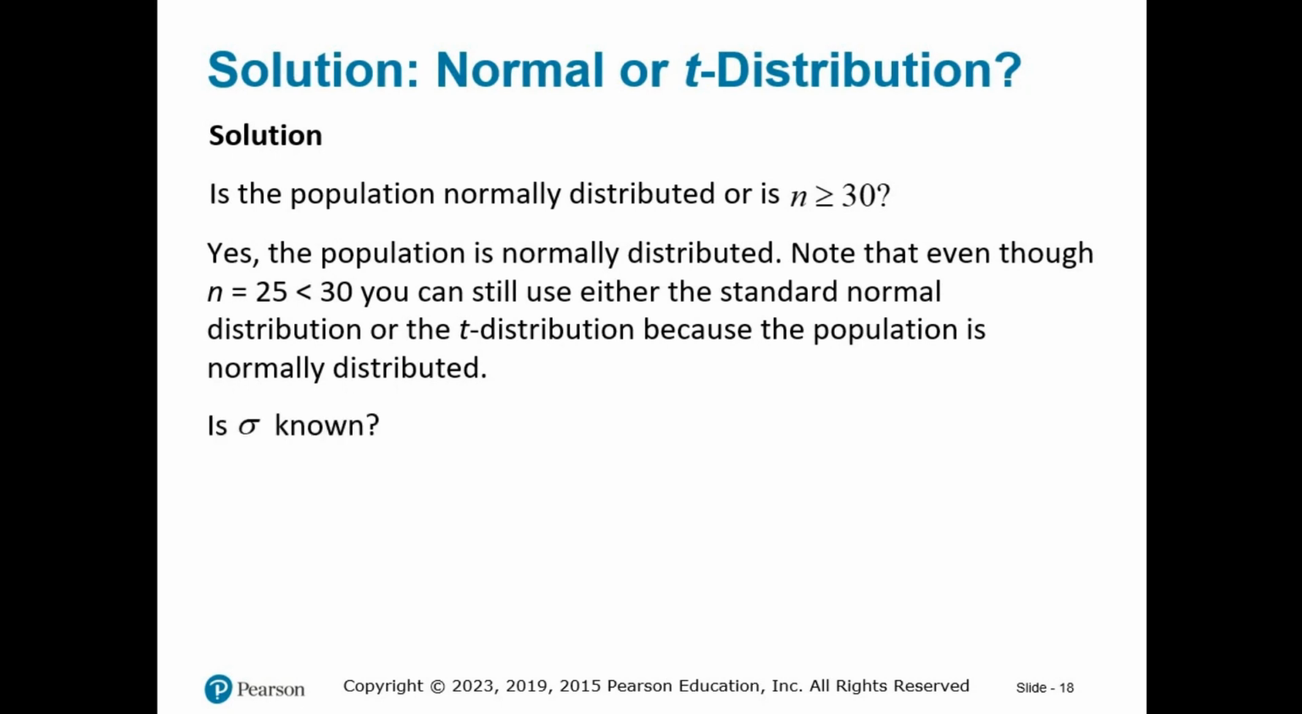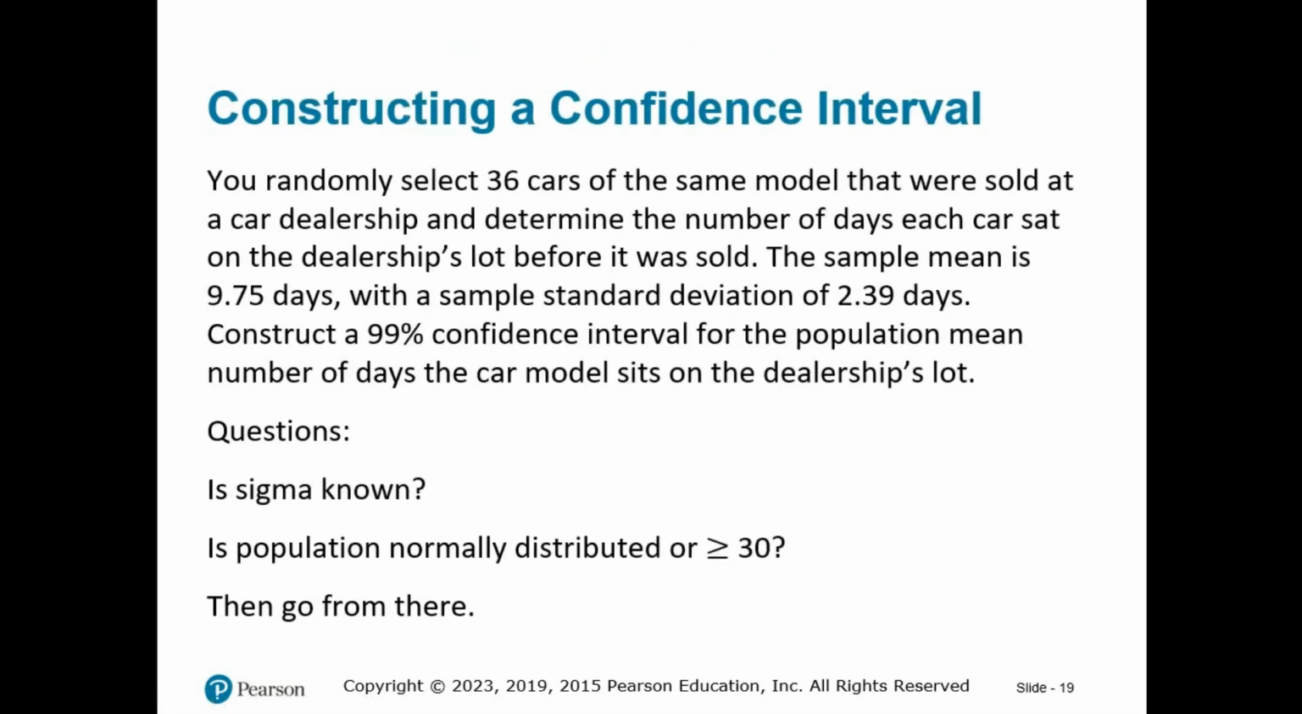Next, is sigma known? Yes, they stated the population standard deviation is $46,000. Okay, that makes the decision for us. Use the standard normal distribution or z-distribution. Let's do another problem just to make sure we've got all our ducks in a row.